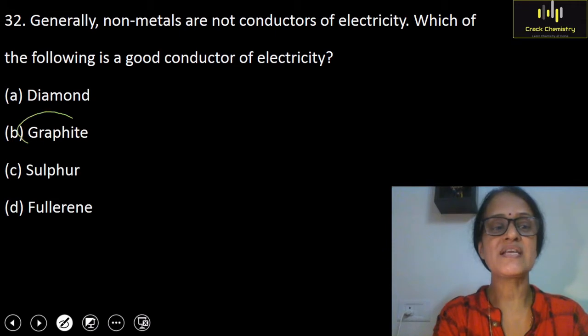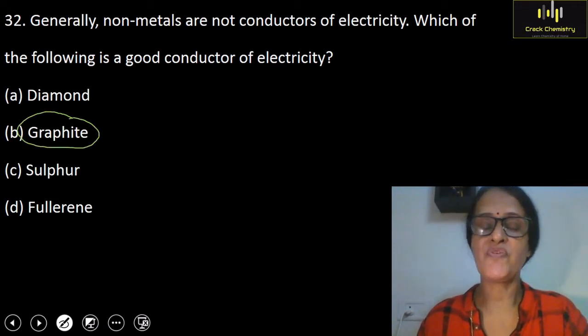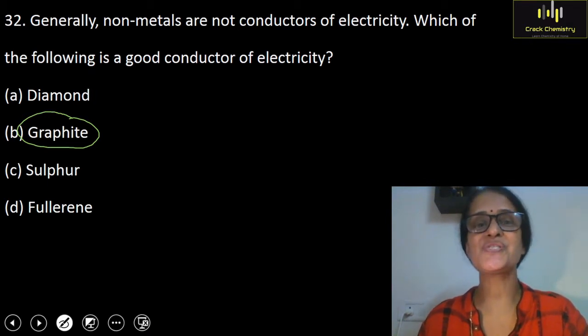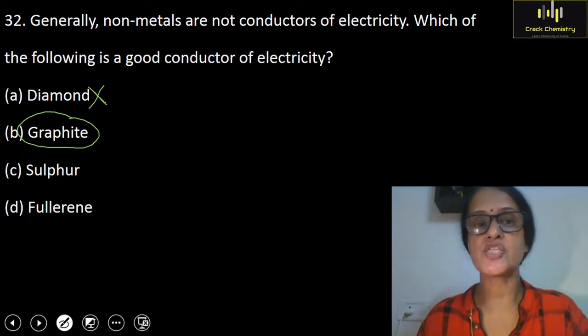Children, graphite is an allotrope of carbon. The arrangement of graphite is like that. One of the electrons in graphite is free. So this free electron is responsible for the conductivity of graphite. If we look at other options, option A is diamond, which is not a good conductor of electricity because it doesn't have any free electron.